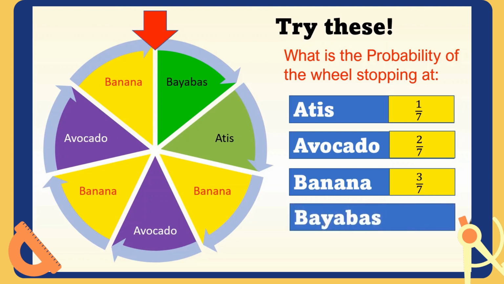The next is bayabas. Yung bayabas naman is 1/7. Meron lang kasi tayong 1 part ng bayabas. Kaya ang tsansa niya, 1 lang din out of 7.